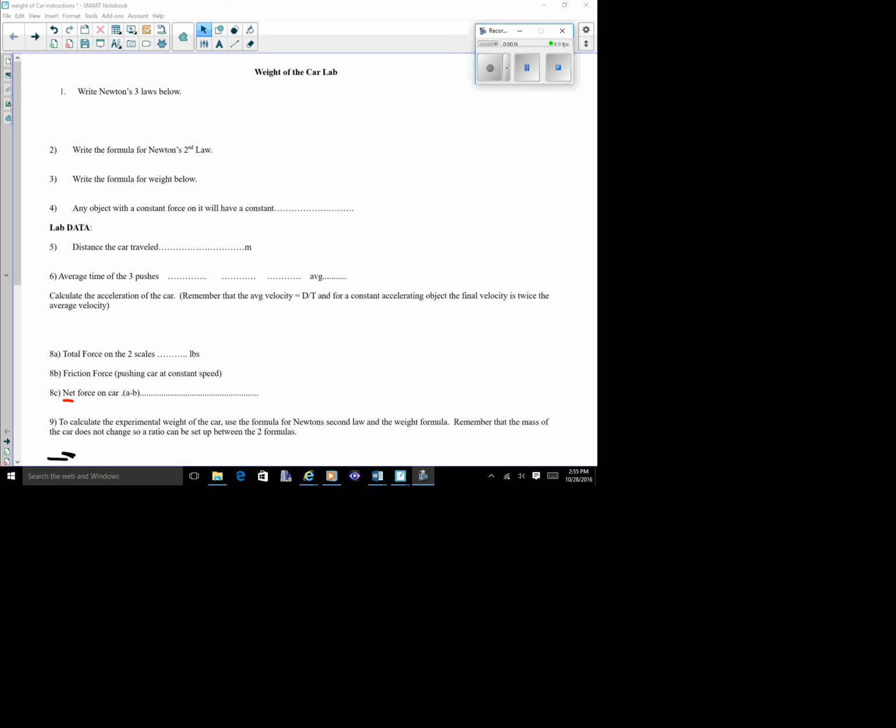We're doing the weight of the car lab today. We're going to go out and push a car and see if we can figure out how much it weighs, how much force it takes to push it. Before you get there though, I want you to make sure you do those top 4 questions before you ever get to class. Then we'll go out and do number 5.